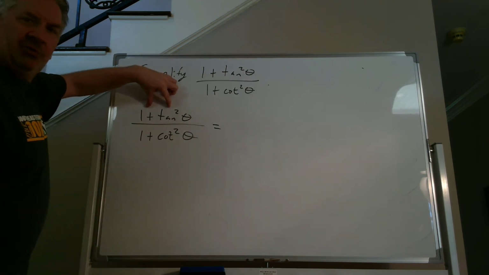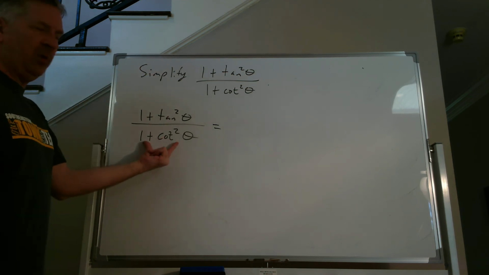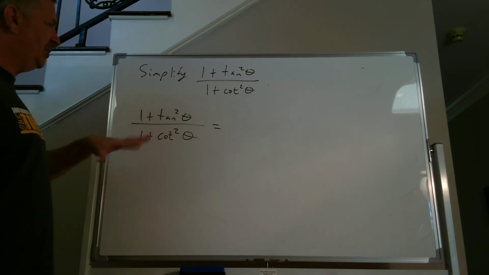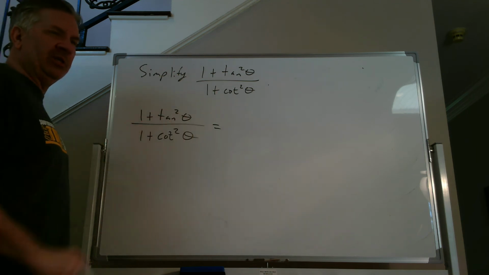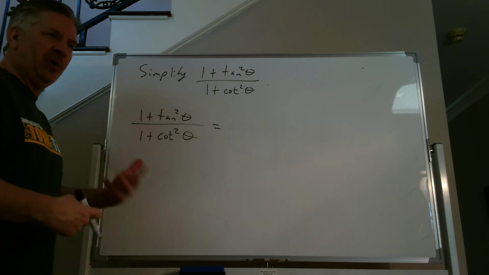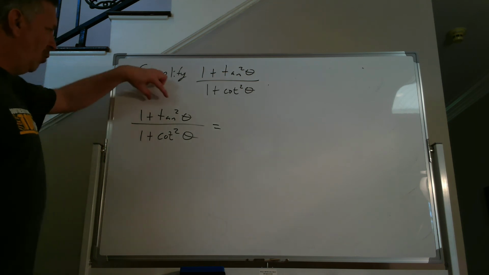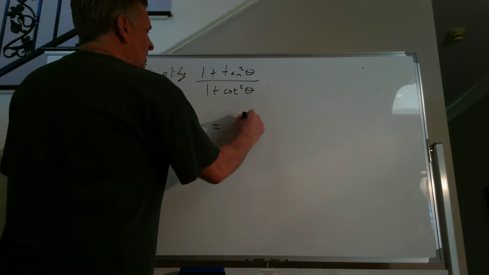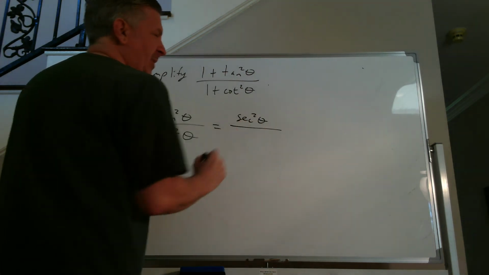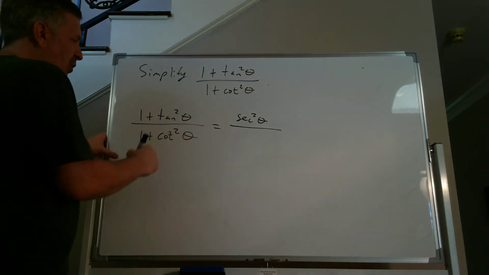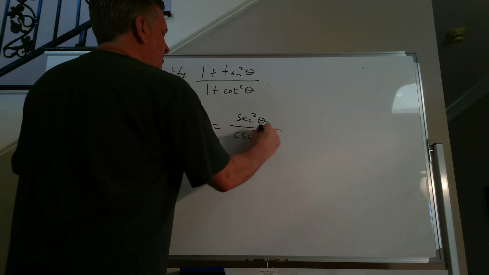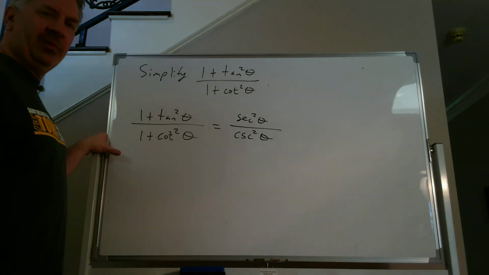1 plus tangent squared is directly from one of our Pythagorean identities. So is 1 plus cotangent squared. So you don't even have to do that rearranging I did a little while ago, trying to get a new identity from an old Pythagorean identity. 1 plus tangent squared theta is secant squared theta. That's directly from a Pythagorean identity. 1 plus cotangent squared theta is cosecant squared theta. It's directly from a Pythagorean identity.